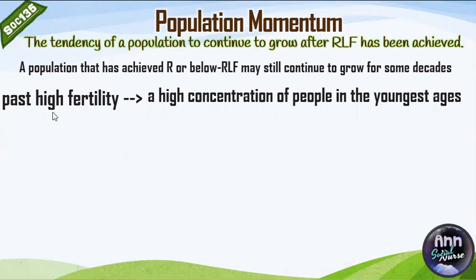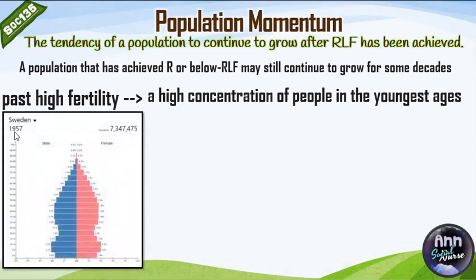Today, for example, there is replacement level fertility of 2 in that country, but before, it was high. That past high fertility translates to a high concentration of people in the youngest ages. For example, this is Sweden in 1957, the time when replacement level fertility had been achieved in Sweden. You see this is 2 for the females and 2 for the males, the blue one for the males, the females. This is the percentage, about 3%, of those ages here.